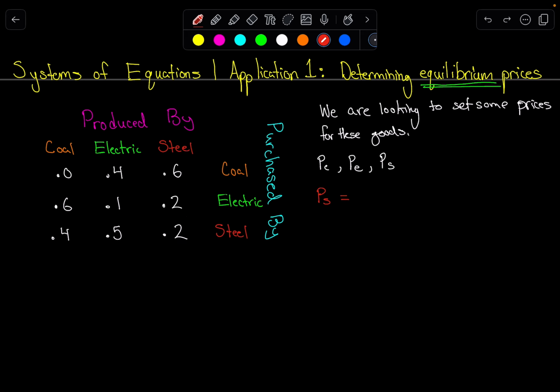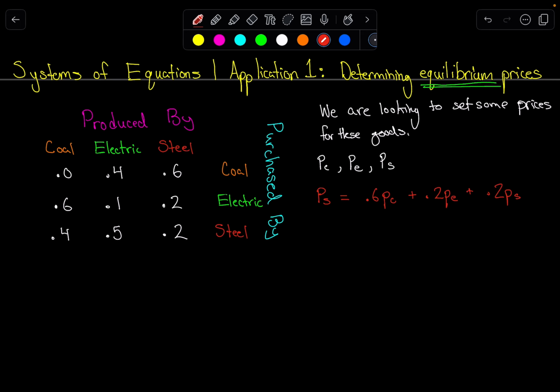So what does that look like? That means that since I know that 60%, or 0.6 if you will, of the steel is going to the coal company, the coal company is purchasing it at the coal company's price. So they're buying it at this particular price. And then the electric company is purchasing it at their own price. And then the steel company is buying back its own goods at their own price. Okay, and these prices are probably not the same because it's equilibrium. So we have something like this.